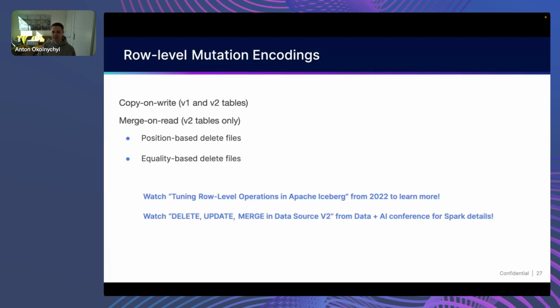It's a fairly complicated topic, so if you're interested in it, you can also watch another talk from 2022 that dives into how to tune row-level operations in Iceberg. And if you're into Spark, there's also a Spark presentation about the ongoing effort in Data Source v2 to support those operations natively.